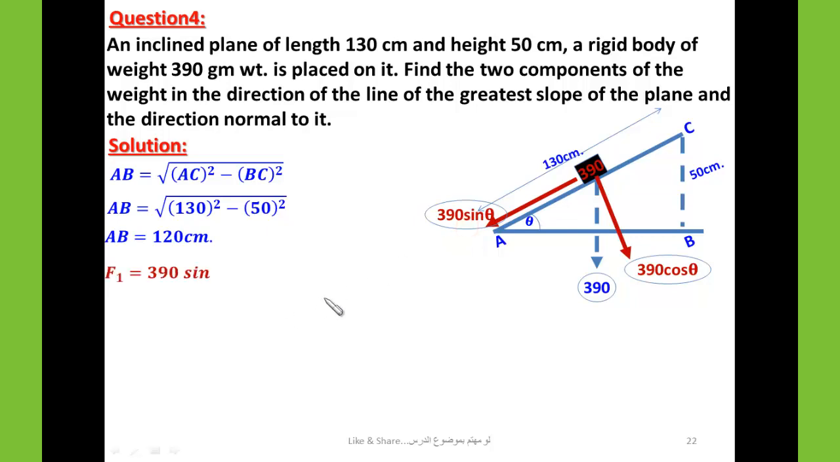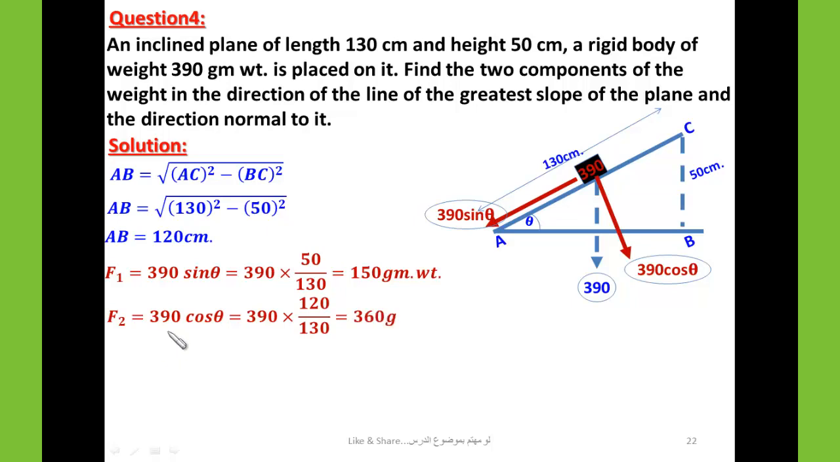And now it's easy to calculate it. F1 equals 390 sine theta, and sine theta equals opposite over hypotenuse. What is the length of the opposite? What is the length of CB? It's 50 over the hypotenuse, so 50 over 130. After we simplify, we get F1 equals 150 gram weight.